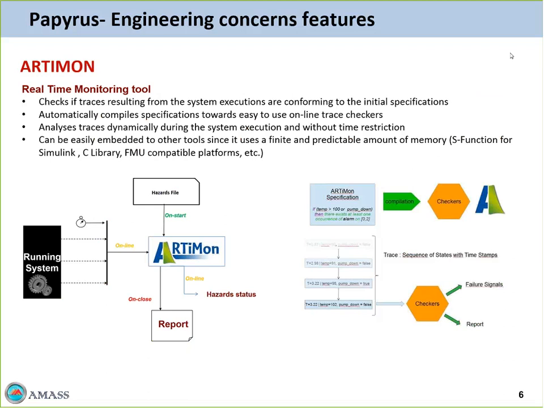Archimor is the runtime monitoring tool, so we can have traces. Archimor can monitor the execution of the model at runtime and also offline, and is able to analyze dynamically, so during the execution, without time restriction, because we don't have a real representation of the clock, it's a symbolic one. So we get the trace of your execution in a report. Next, please.